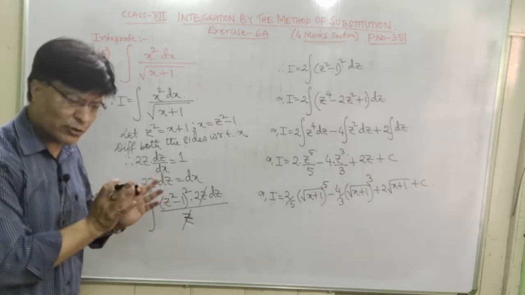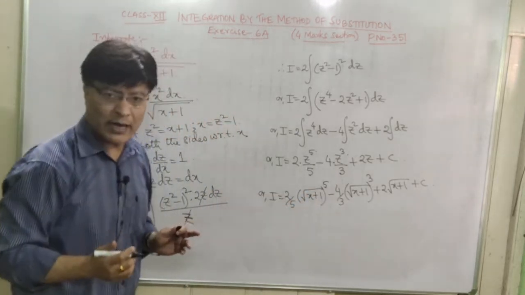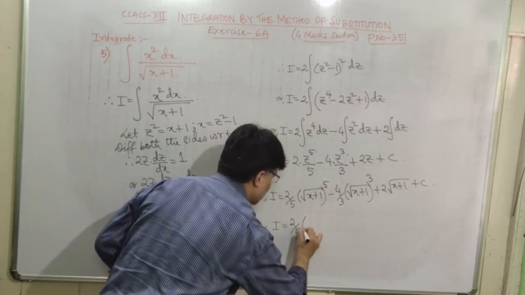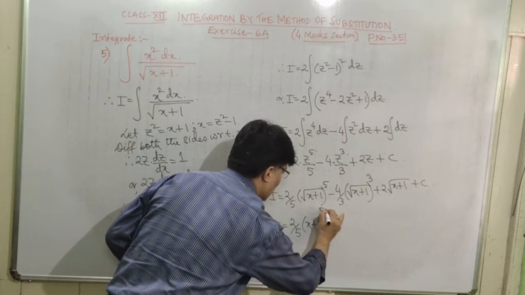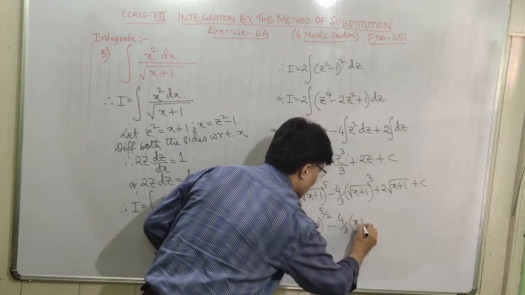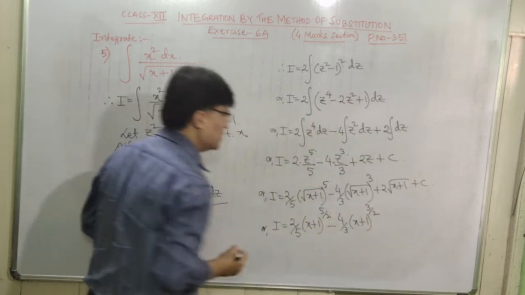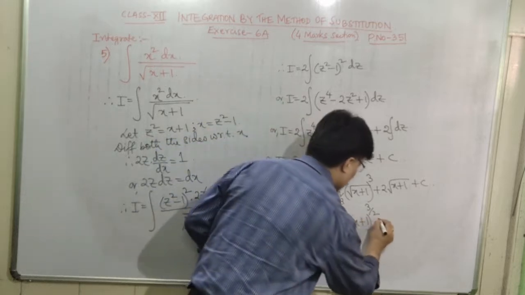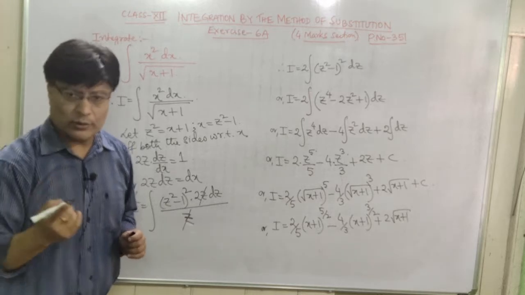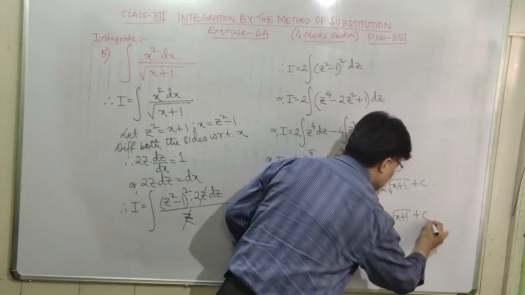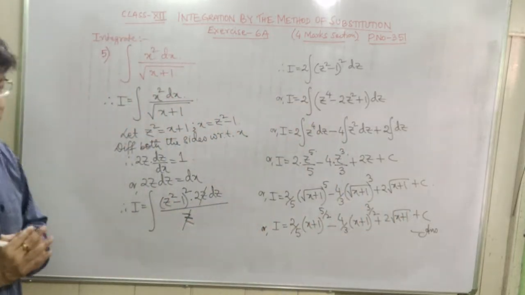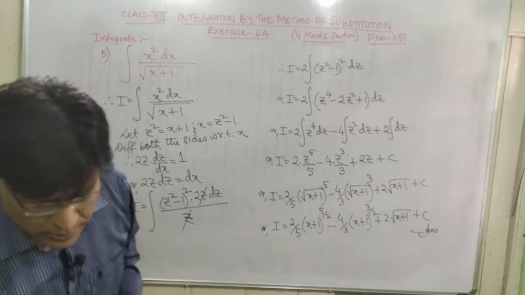You can keep the answer as it is, or you may write square root as whole to the power half, you know that. So I is equal to 2 by 5 x plus 1 whole to the power 5 by 2, minus 4 by 3 x plus 1 whole to the power 3 by 2, and the last one you can keep as 2 root over x plus 1, or write x plus 1 whole to the power half also, plus c. So this is the answer. You can copy it. Now we'll do the next question.